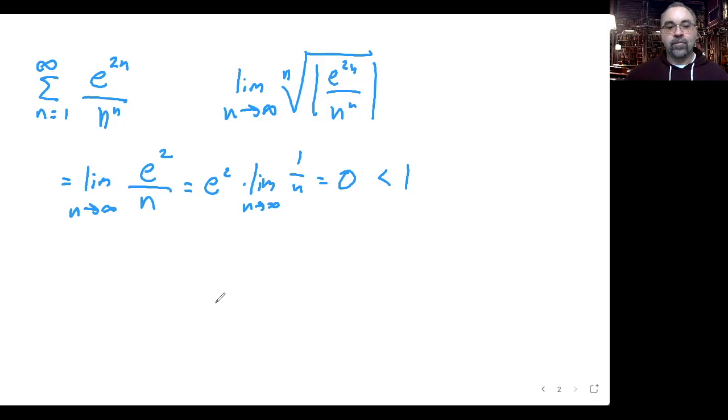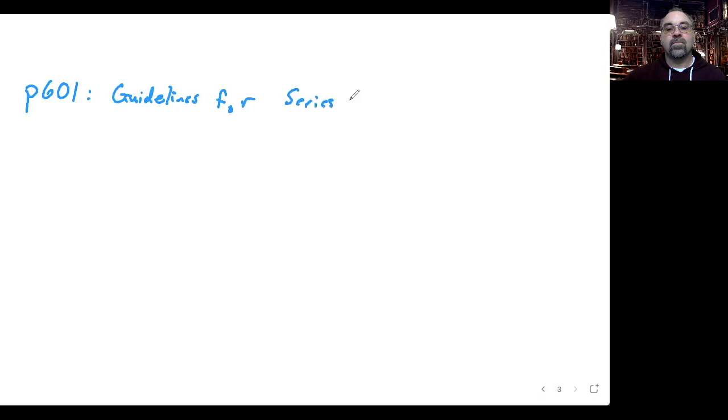So now what we have in our book here, Dr. Larson does a nice job of wrapping up series convergence and divergence for us all in one nice, neat little package. So I'm going to draw your attention to page 601 in your textbook. There is a gray box at the top of 601 that has the guidelines for series convergence and divergence. Okay, so check those out.